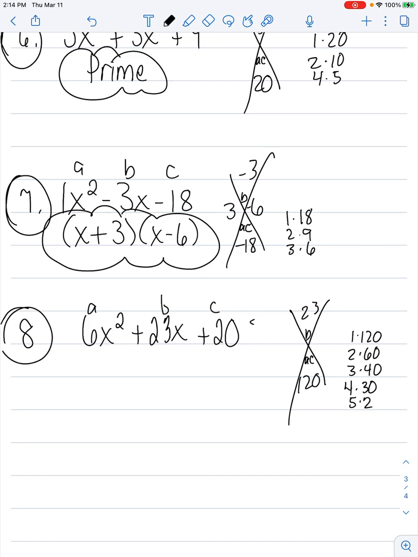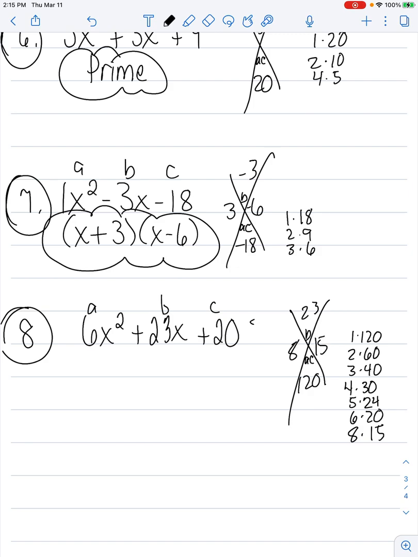5 times 24. Let's see, will 6 go in there? Yeah, 6 times 20. Let's see, will 8 go in there? We have 8 times 15. And let's see, does that add up to give us 23? I believe it does. Yes, it does. So I'm going to use 8 and 15.